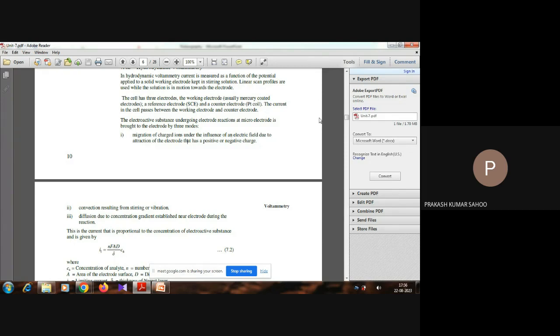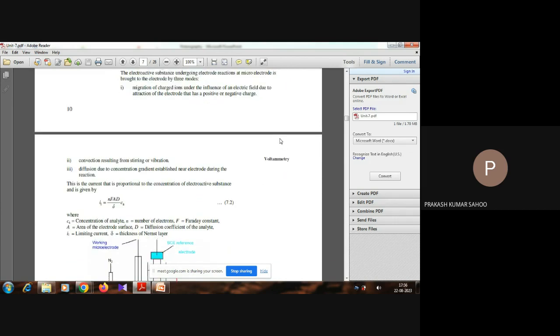So what are the three modes? This will be migration, convection, and diffusion. These are the three modes by which the active substances undergo electrode reaction at a microelectrode. First one is migration, migration of the charged ions of the substance under the influence of the electric field, that is due to attraction of the electrode that has a positive and negative charge.